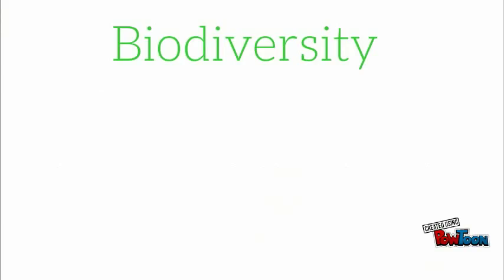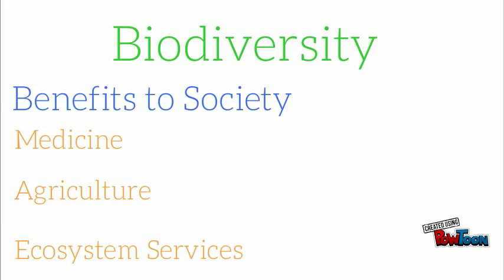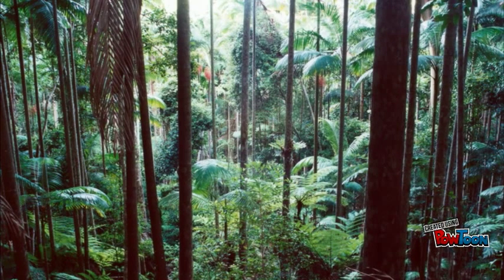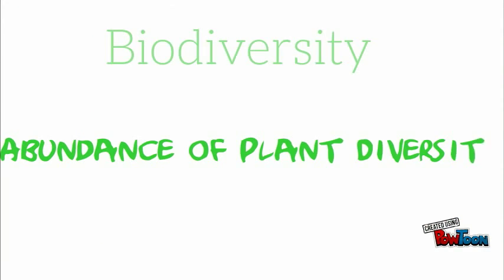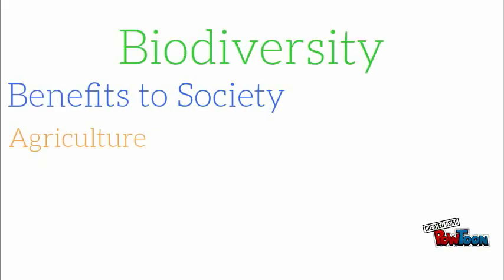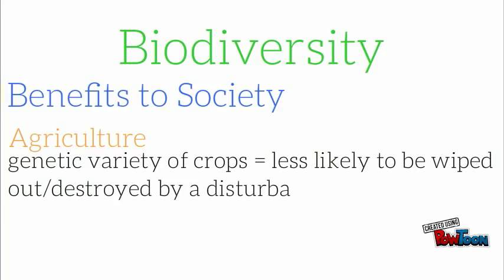Biodiversity has major benefits to society in important areas such as medicine, agriculture, and ecosystem services. Medicine uses different types of wild plant species for drugs and different antibiotics. Many of these are found in tropical rainforests where there is an abundance of plant diversity. Biodiversity in agriculture is very important because with the genetic variety of crops, a disturbance is less likely to wipe out all the crops, giving humans a reliable food source.